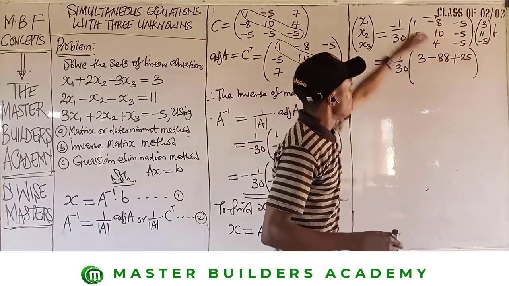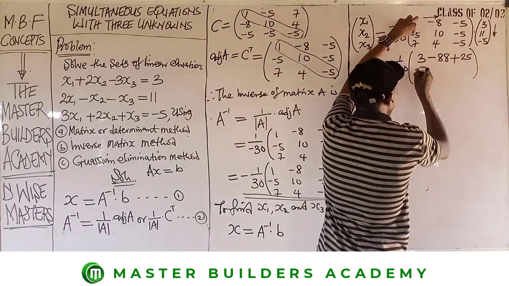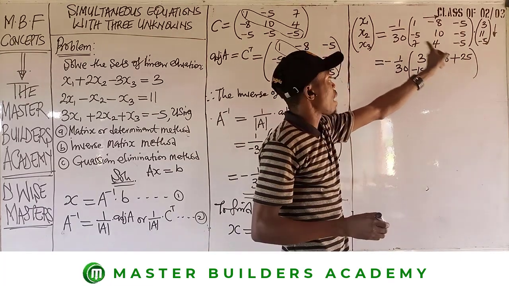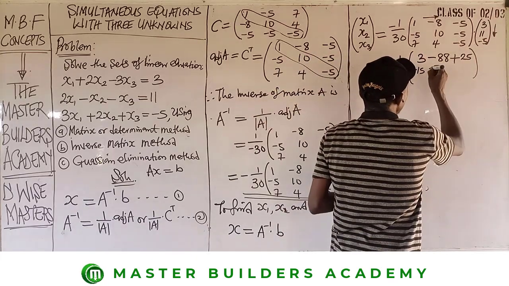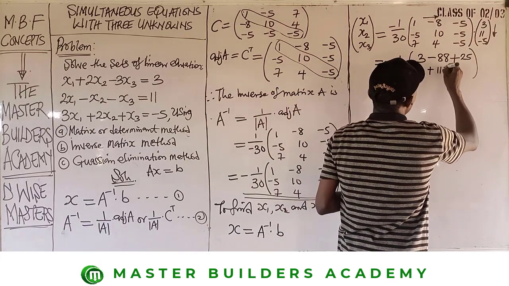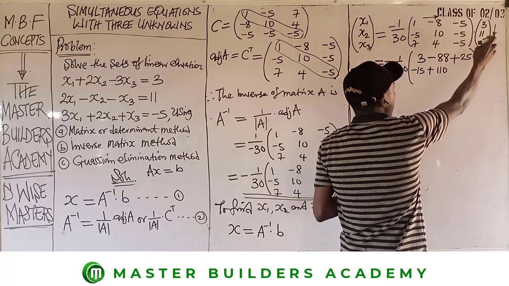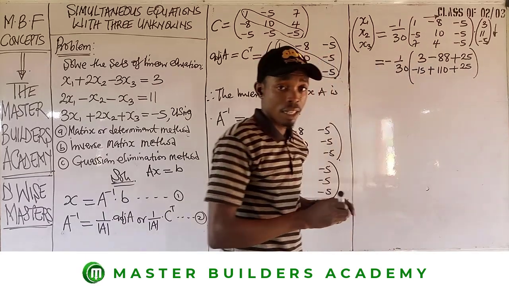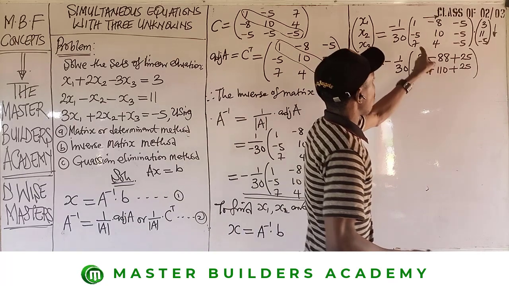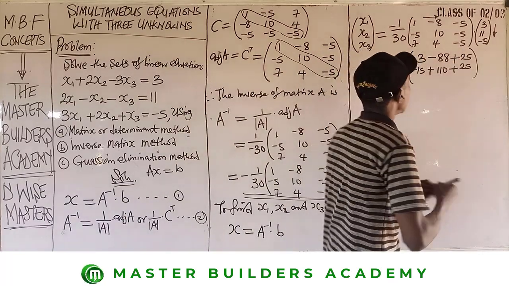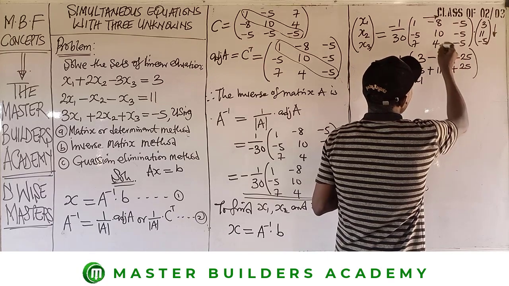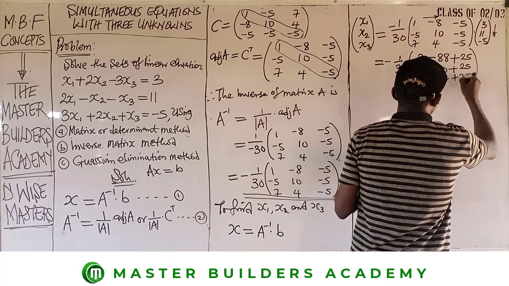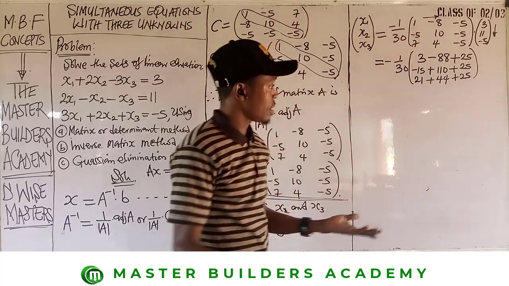Now we move down to row 2. We multiply the first element here, and then this will give us minus 15, which is 3 multiplied by negative 5, and then 10 multiplied by 11 will give us plus 110, and then minus 5 multiplied by minus 5 will also give us positive 25. I hope you can see this clearly. If this is clear, then we move ahead. While we are at this level, 3 multiplied by 7 will give us 21, plus 4 multiplied by this will give us 44, and then minus 5 multiplied by this will give us plus 25. Again, as you can see, it's as simple as this.